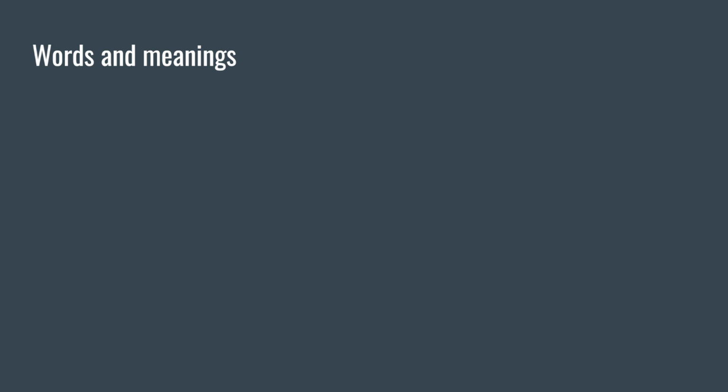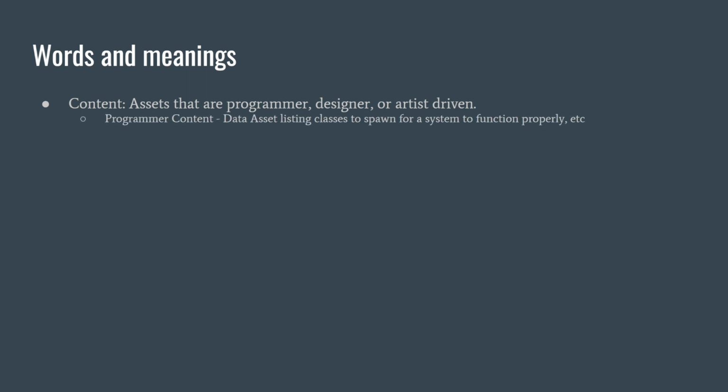So first, let's go over some nomenclature, because a lot of people don't have the right nomenclature when they first start working on a live service game. It's important to get a baseline understanding of this sort of stuff. First, we're going to go over content and what that means. It basically means assets, and I included programmer on purpose because I'll explain why in a moment. There's programmer, designer, and artist-driven content or assets. They're all categorized a little bit differently, but they are kind of interchangeable, if that makes sense.